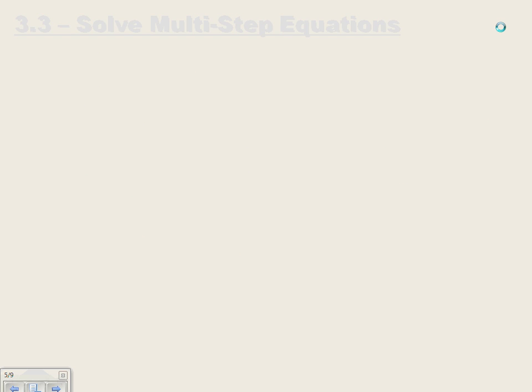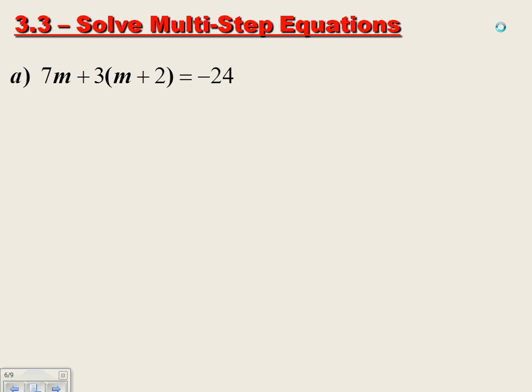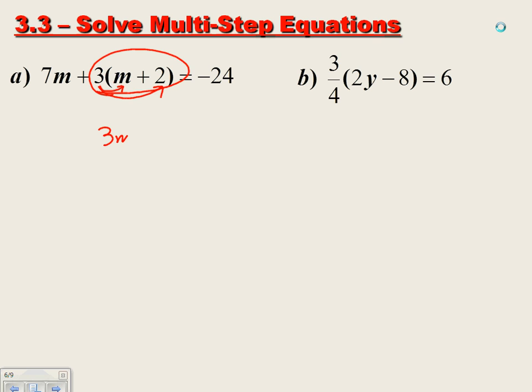Okay, guys, let's go to the next problem. So for 3.3, solving multi-step equations, it gets kind of complicated. Hopefully, you guys are able to do this. So how do we do this? For letter A, if you guys don't recall, what you want to do is simplify by doing distributive property first. So we want to do distributive property right here. So 3 times m, 3 times 2. Therefore, I get 3m plus 6.